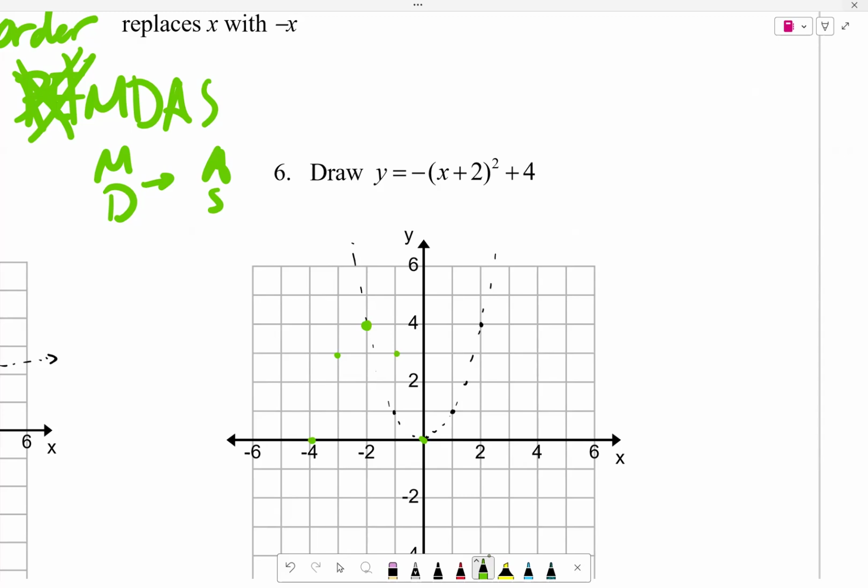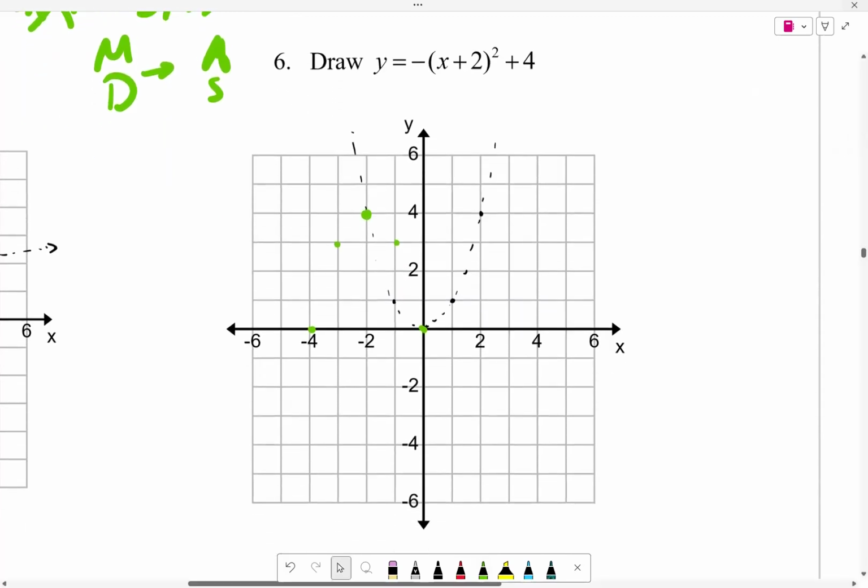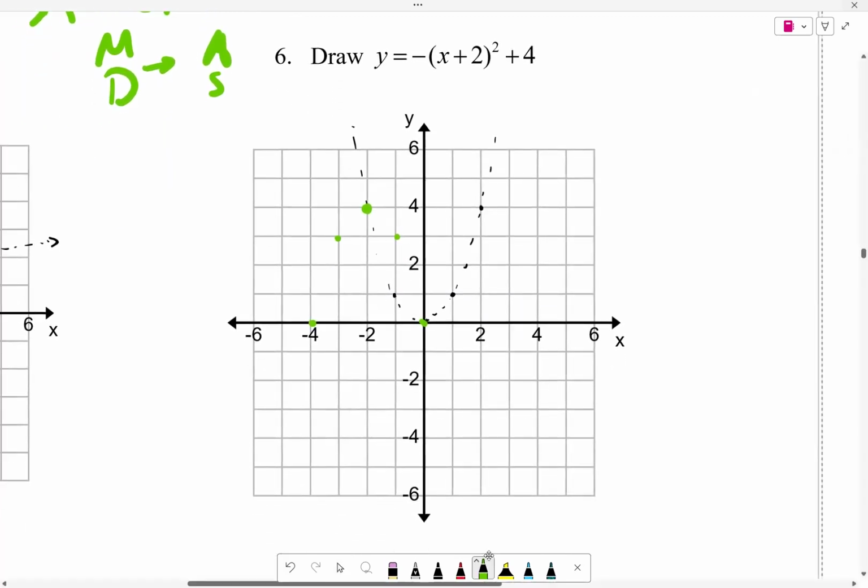We could take this, reflect over here, then left 2, and then up 4: 1, 2, 3, 4. But I'm already there. In fact, I have my 1-3, and I'll do 5 as well. Because I'm conscientious here, I want as many points as will fit on the lattice that I can.